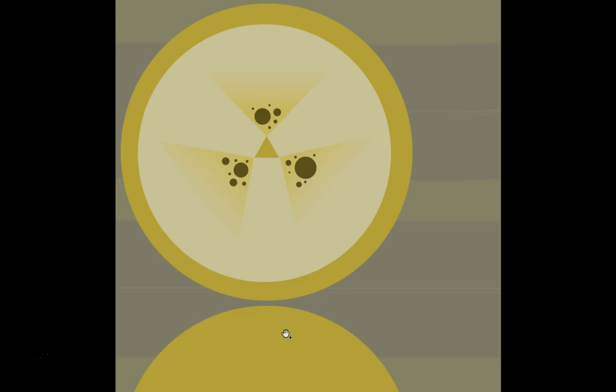So a lot of times you guys place everything in the center, but push things out, which is really nice.